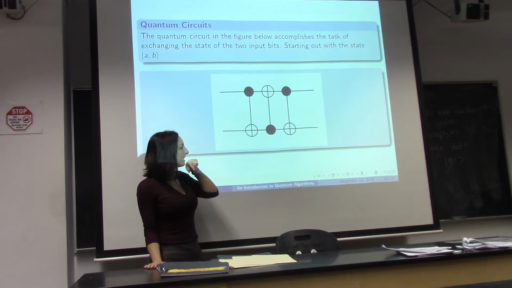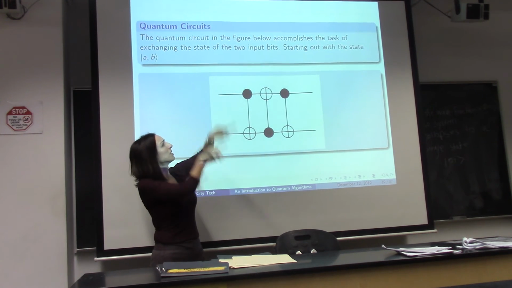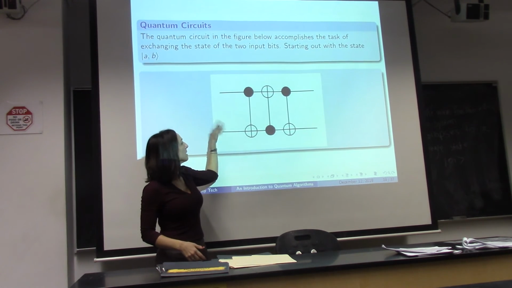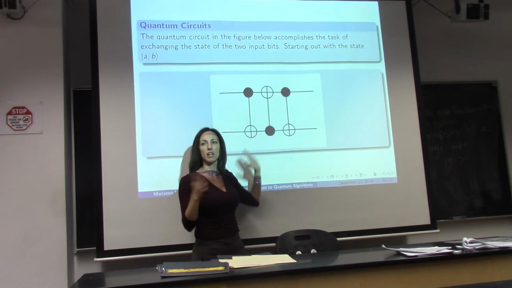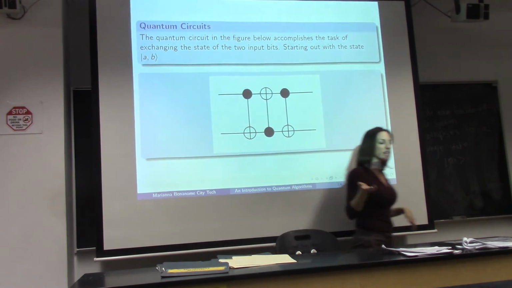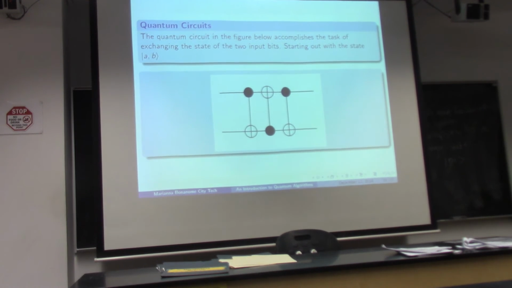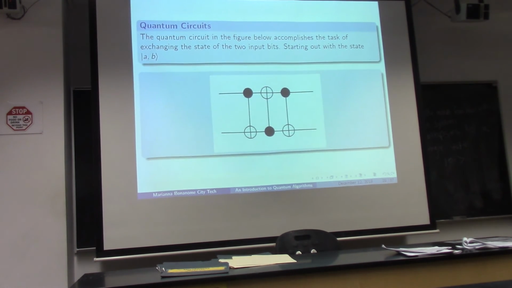The effect of this actually just swaps the location. If this was A and this is B, after we do this 3 times, we have B up here and A up here. We can talk about details if you want. I just wanted you to see what a quantum circuit might look like. You may see these in papers.